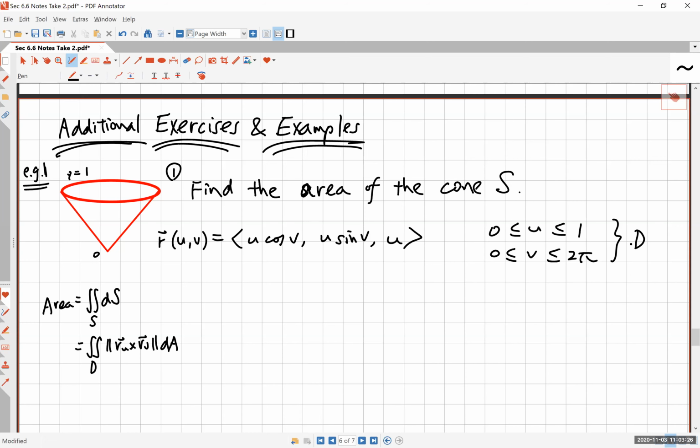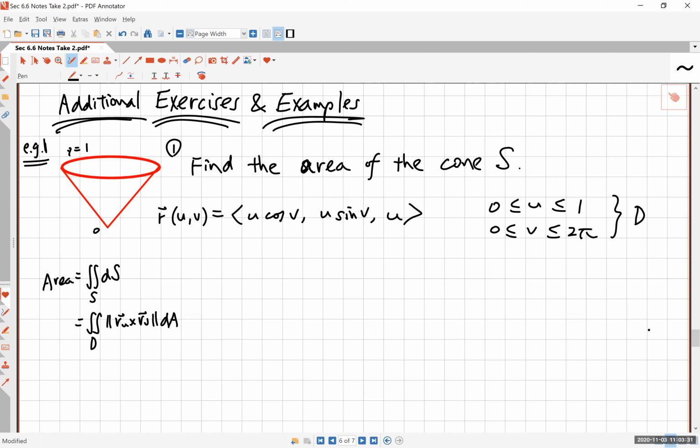So whatever you do, you're going to have to find r_u and r_v. Okay, and that's probably true for all surface integrals. So you may as well just find r_u and r_v for every surface integral problem, okay? And that's why I'm saying this becomes automatic once you start to do these problems. r_u is cosine v, sine v, and 1, right? That's r_u, by the way. And r_v is negative u sine v, u cosine v, 0.